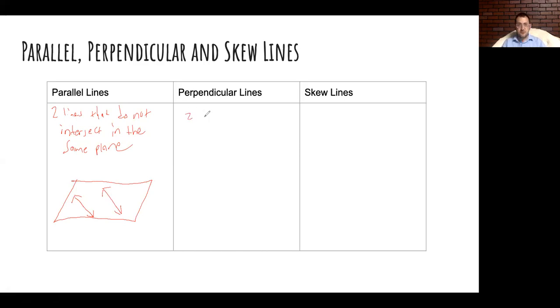Perpendicular lines are two lines that intersect at a 90-degree angle. So we could have something like that. So note, you can have parallel and perpendicular planes as well.